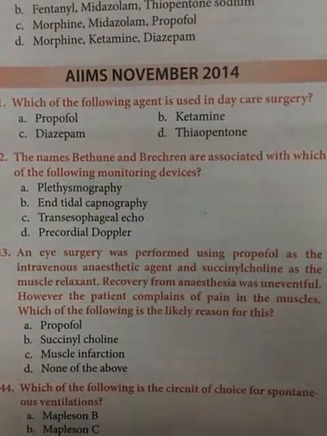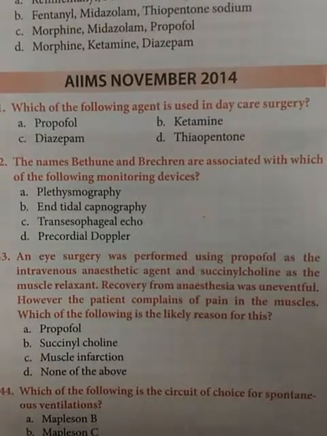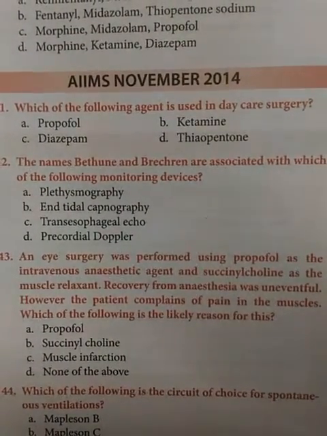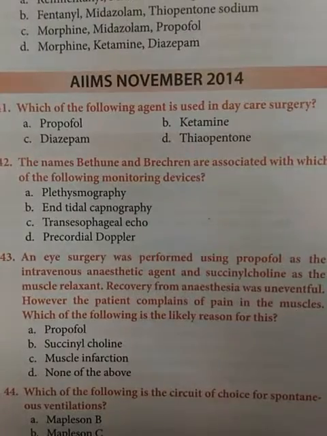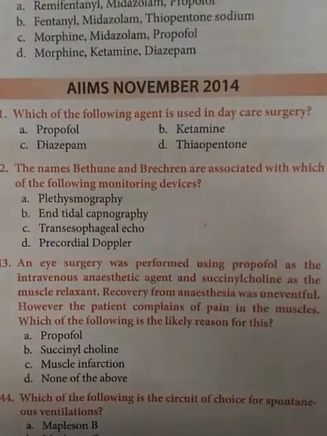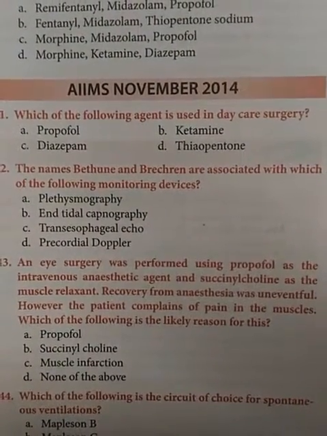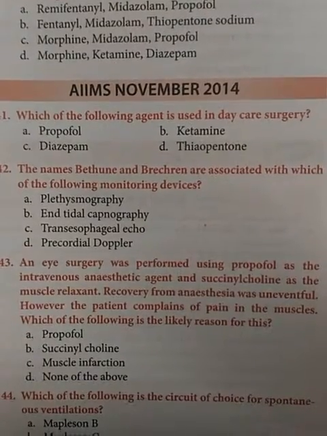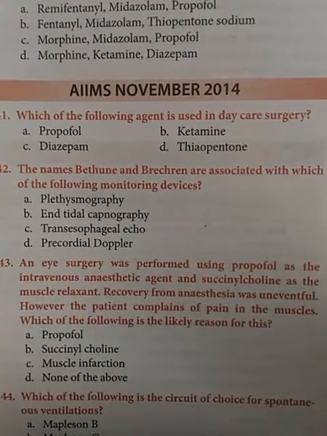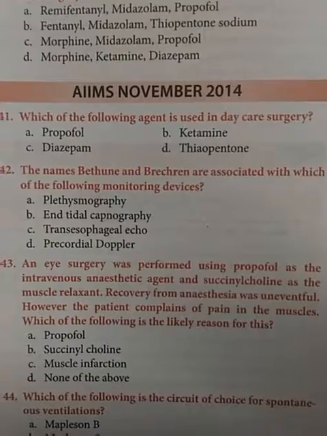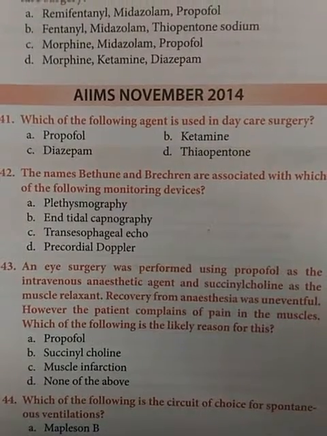Again, for the eye surgery, using propofol as the IV anesthetic agent and succinylcholine as the muscle relaxant. Recovery from the anesthesia was uneventful. However, the patient complains of pain in the muscles. Here is the twist. Mostly the answer goes to propofol because of the pain. But here they are saying that it is pain in the muscles after recovery. So it's just because of the succinylcholine that was given.